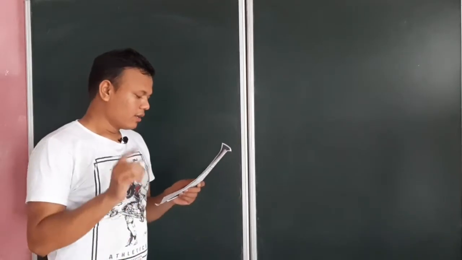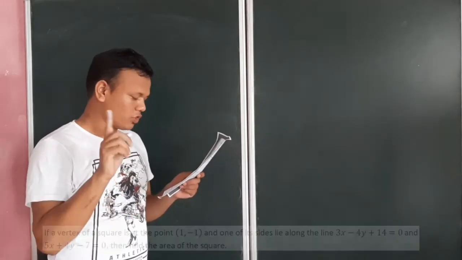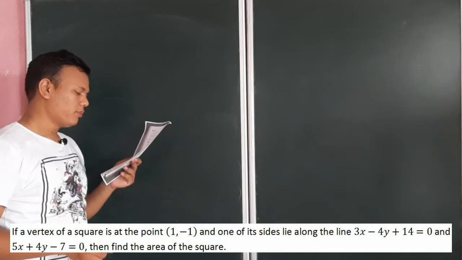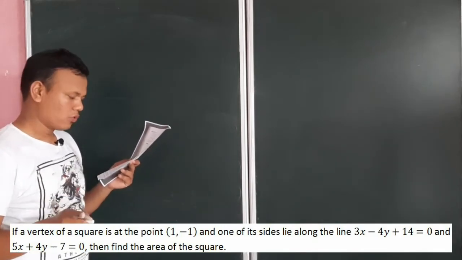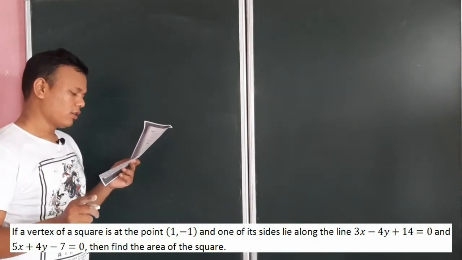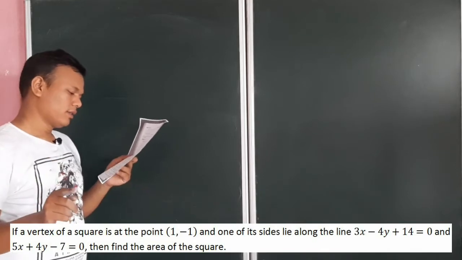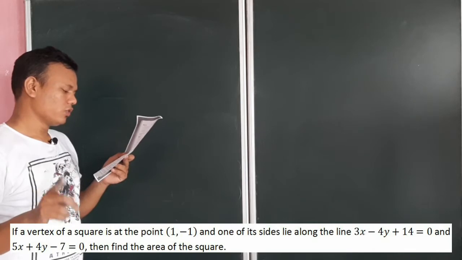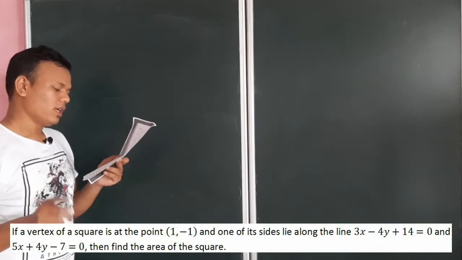Okay, let's take the second question of question number 4. So the question says, if a vertex of a square is at the point (1, -1) and one of its sides lies along the line 3x minus 4y minus 17 equals 0, then find the area of the square.